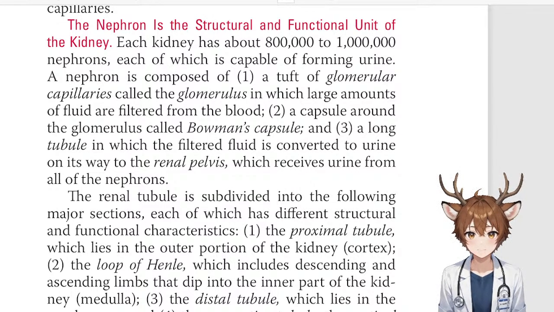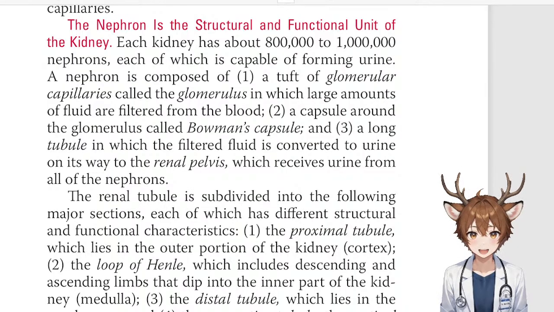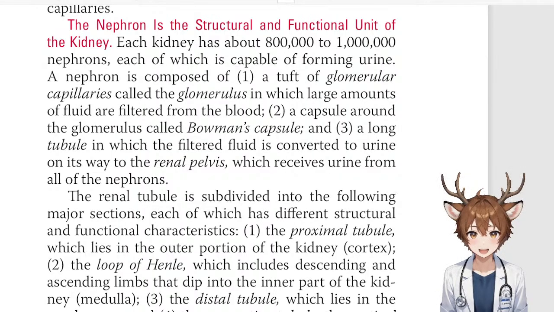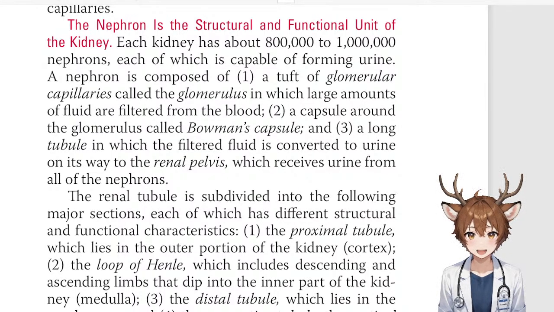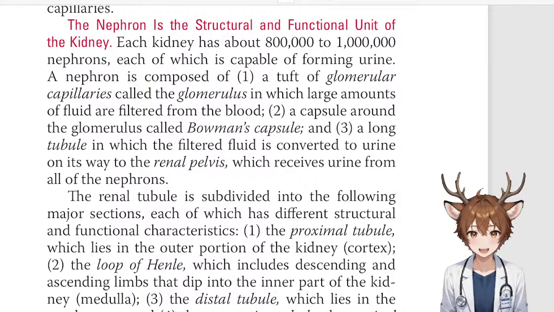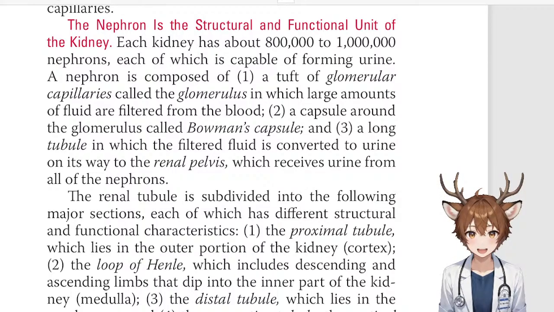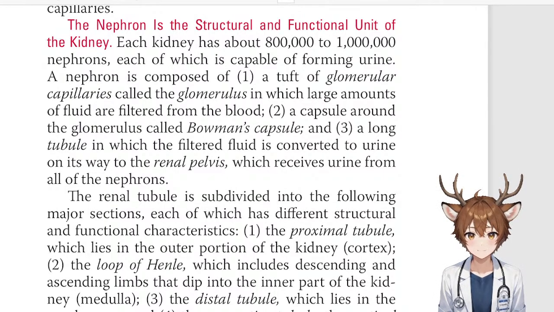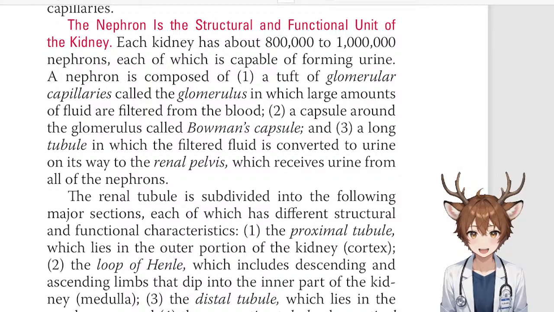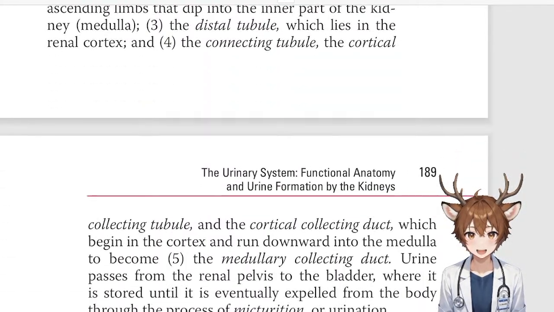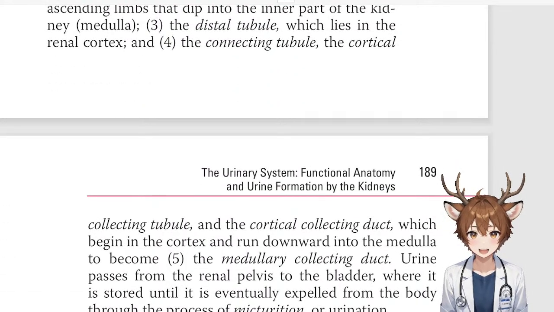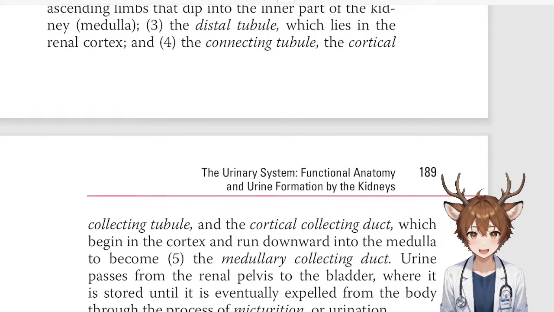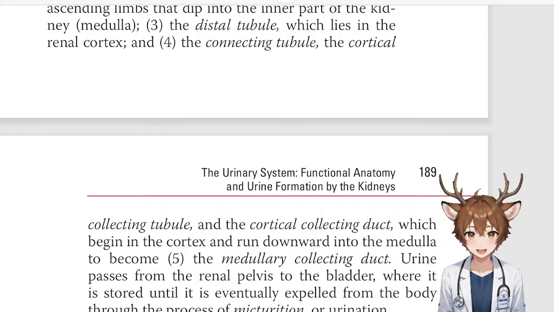The renal tubule is subdivided into the following major sections, each of which has different structural and functional characteristics. 1, the proximal tubule, which lies in the outer portion of the cortex of the kidney. 2, the loop of Henle, which includes descending and ascending limbs that dip into the inner part of the kidney medulla. 3, the distal tubule, which lies in the renal cortex. And 4, the connecting tubule, the cortical collecting tubule, and the cortical collecting duct, which begin in the cortex and run downward into the medulla to become the medullary collecting duct, which is number 5.